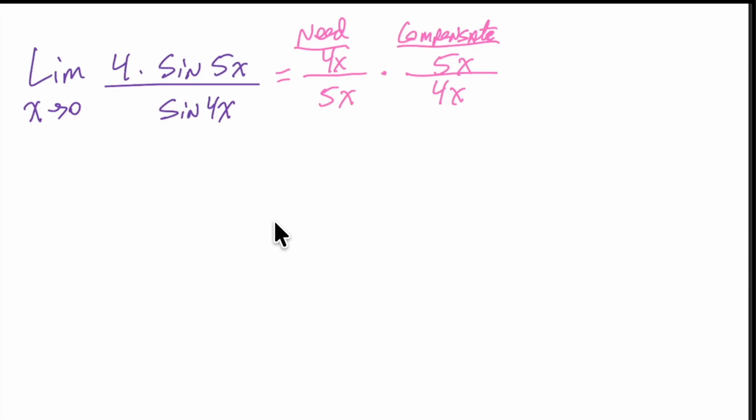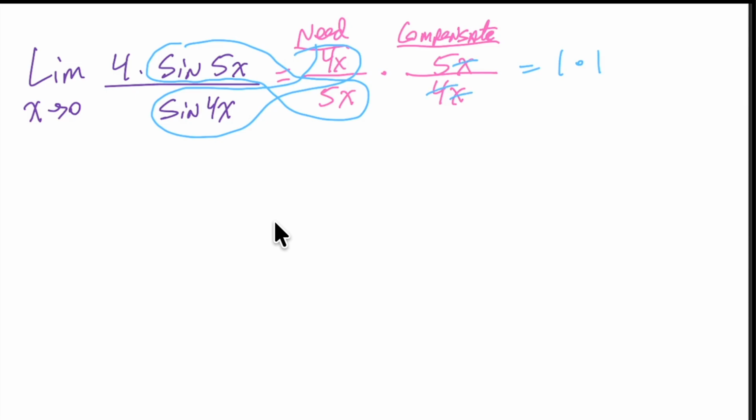Okay, so let's identify our big 5 limits. Here's one right there. That gives us a 1. Here's another one. That gives us a 1. And here's what we have left. The x's cancel out, the 4's cancel out, and we're left with 5. So this limit is going to go to 5.